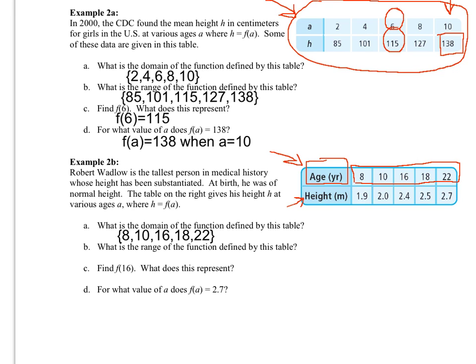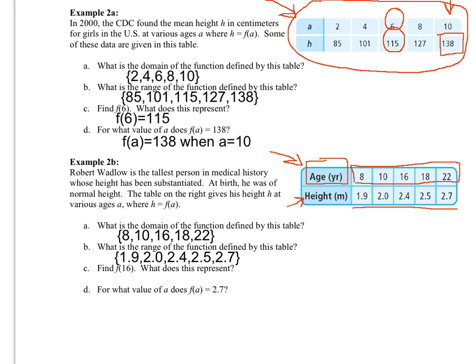The next question, what is the range of the function defined by this table? Well, the range is going to be the dependent variable, which is height, because height depends on the age. So in this case, the range would be 1.9, 2.0, 2.4, 2.5, and 2.7. You can see I wrote it in there. Be careful with the commas. Those are individual numbers in between the commas.